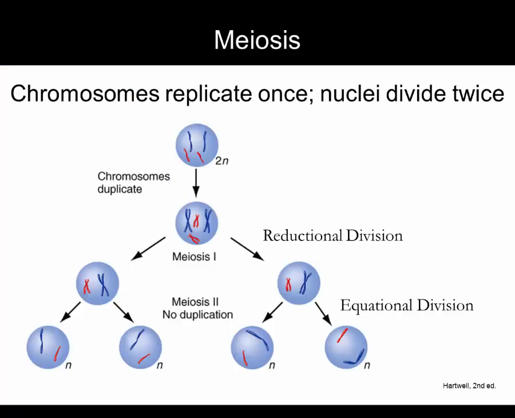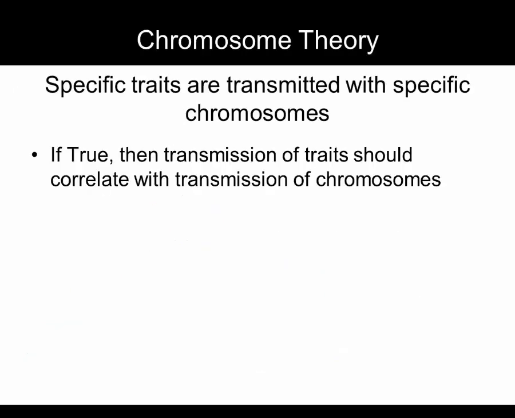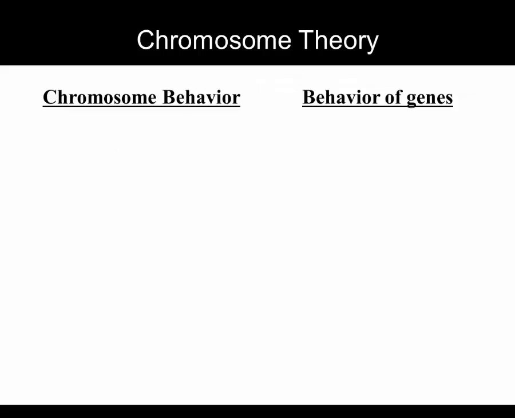We ended last class talking about mitosis and meiosis. Observing the movements of chromosomes during these processes was key to the theory that genes exist on chromosomes. For this theory to work, the ways traits are transmitted should correlate to how chromosomes are transmitted. Several of the qualities of chromosomes that we discussed last time line up quite well with the qualities of genes.